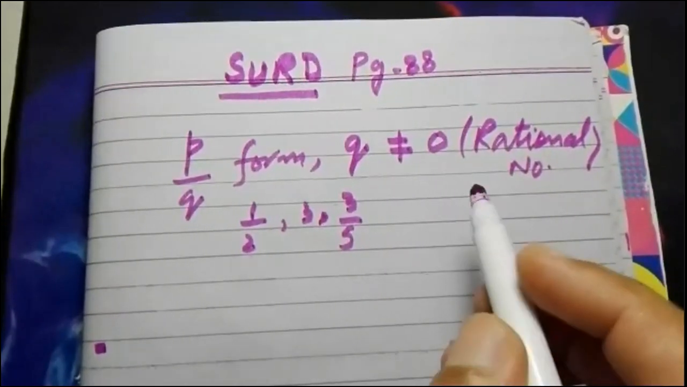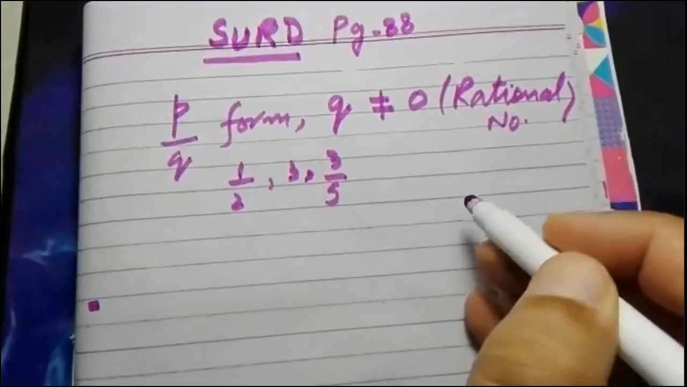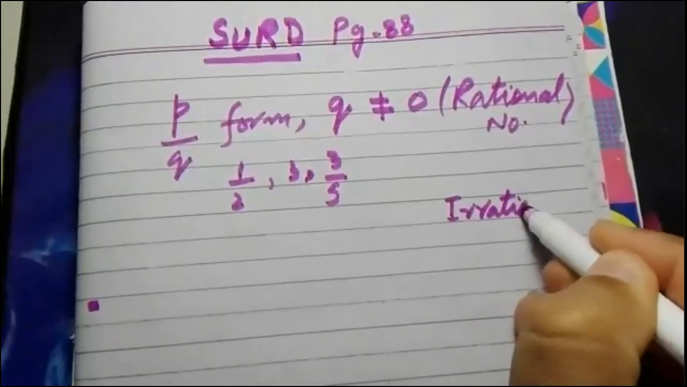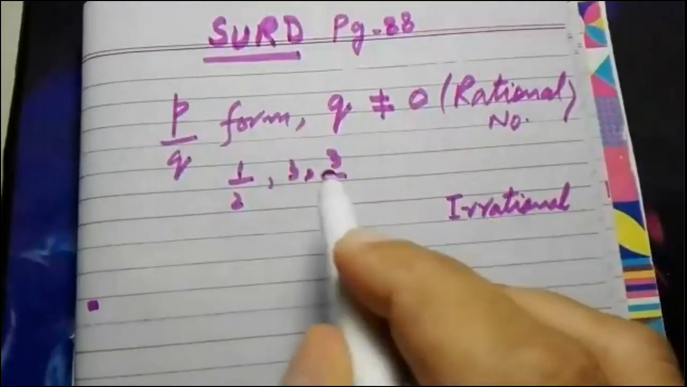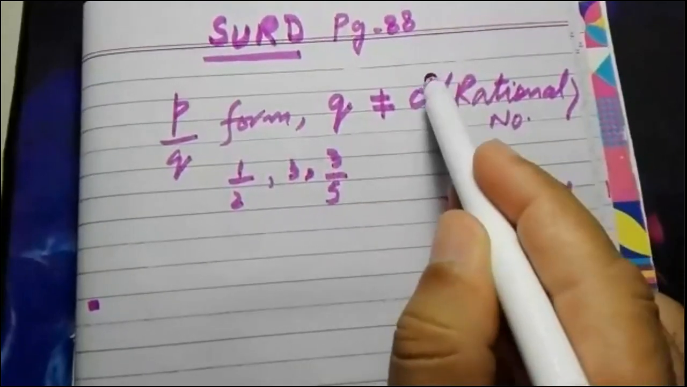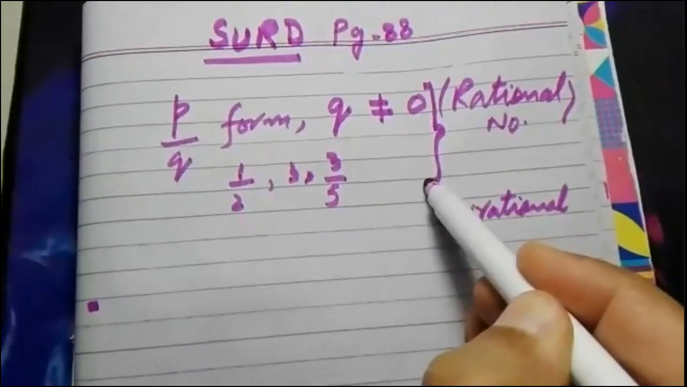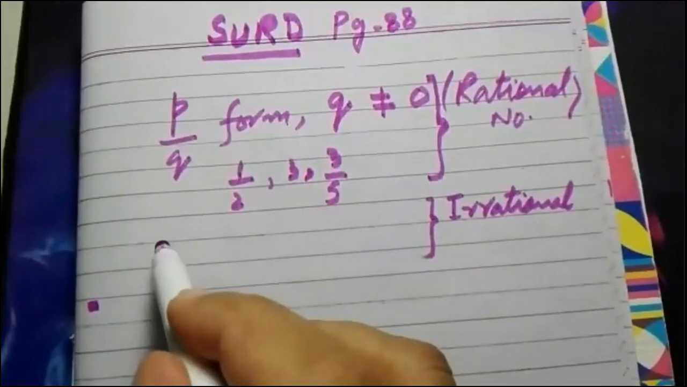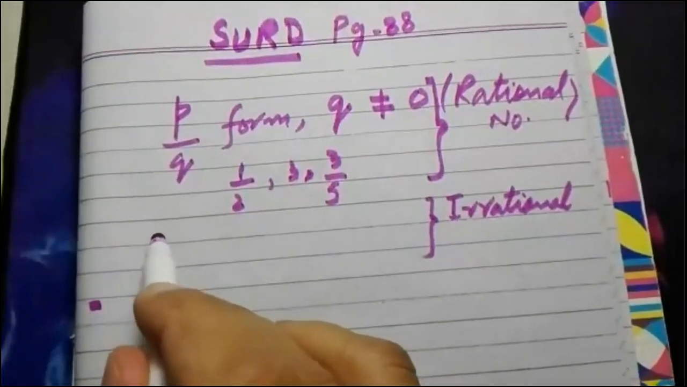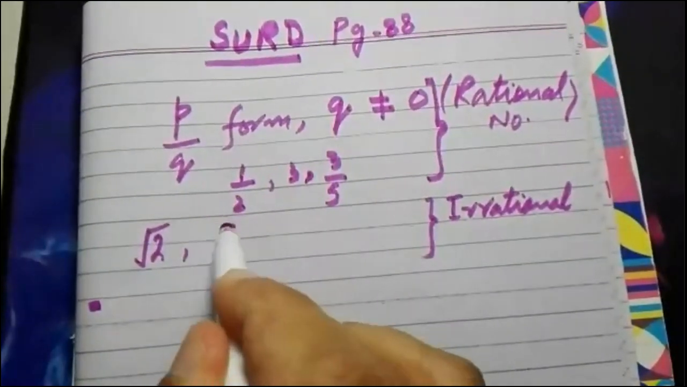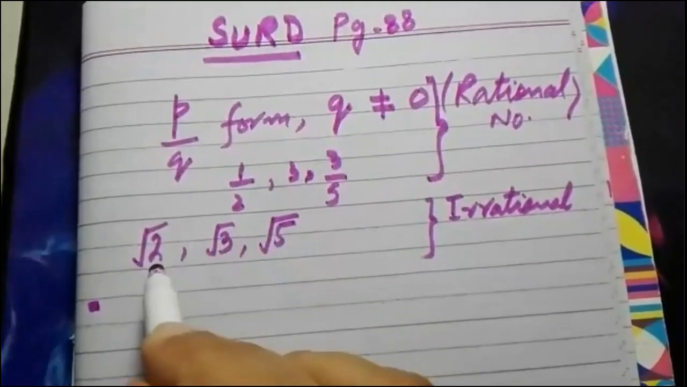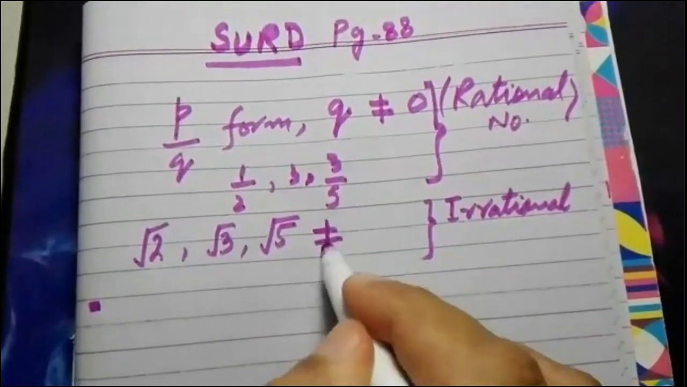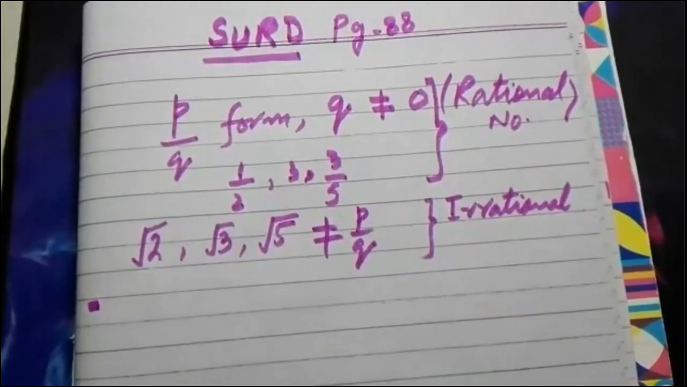Okay. The next word is very familiar. That is about irrational numbers. And irrational numbers are the numbers which cannot be written in P over Q form. So this was just the introduction of the word rationals. And now I'm writing some examples. Such numbers are like under root 2, under root 3, under root 5. These are called irrational numbers because these numbers cannot be written in P over Q form.